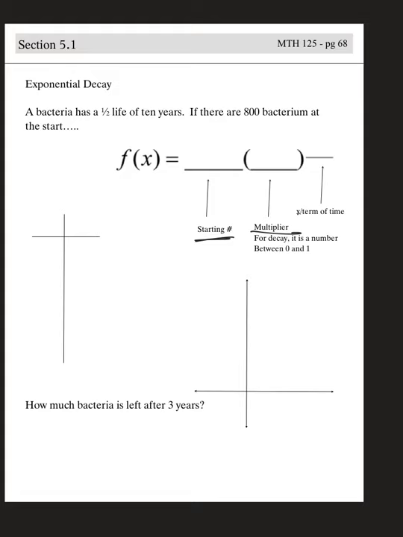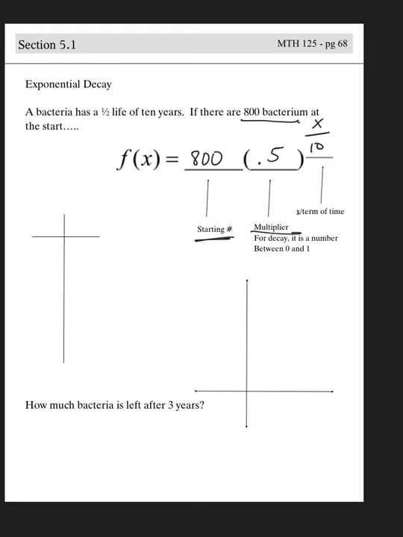A bacteria has a half-life of 10 years. If there are 800 bacteria at the start, then f of x is going to be 800. Half-life means that my multiplier is 1/2 or 0.5. And then the time is going to be x over 10. So x represents years. And since this has a half-life of 10 years, it means that it would take 10 years before a full half-life happens.